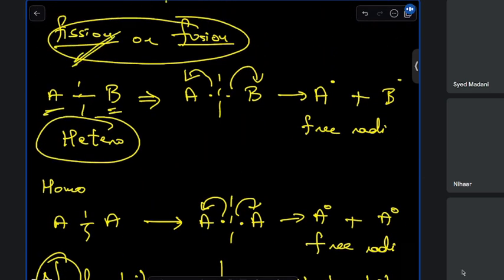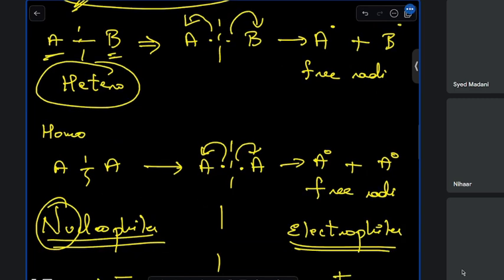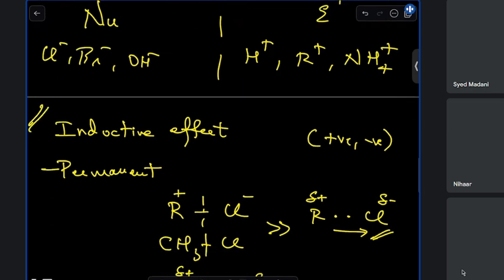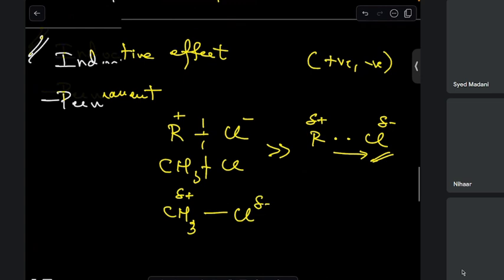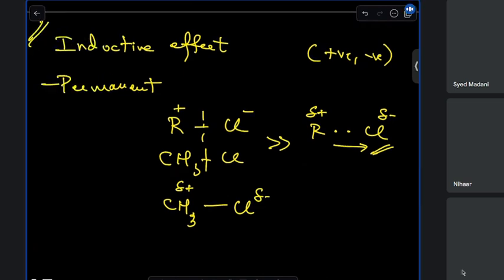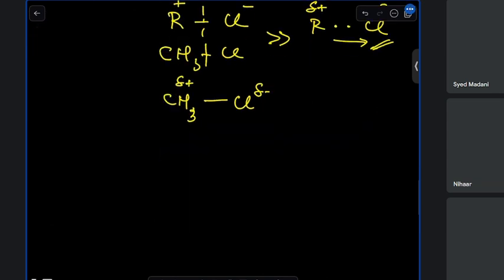Step 1 done here. Step 2, it is confused right now. Whom should it go towards? If it is going towards the more electronegative part, then that effect will be called inductive effect. But if the electrons are moving towards the more electronegative atom, that concept is called inductive effect. Fine. Now, guys, how to remember the examples?